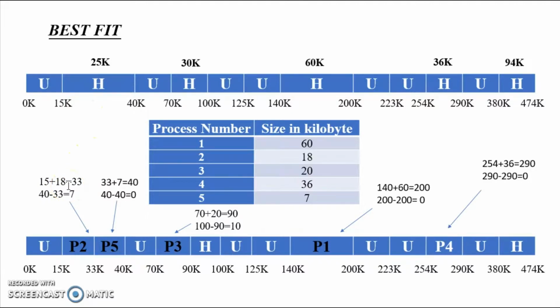So we start at 15 and we stop at 33. And we cut off from the hole, which is 40, cut off the 33 is 7. So 7 left up in the hole. So we go on to process number 3.